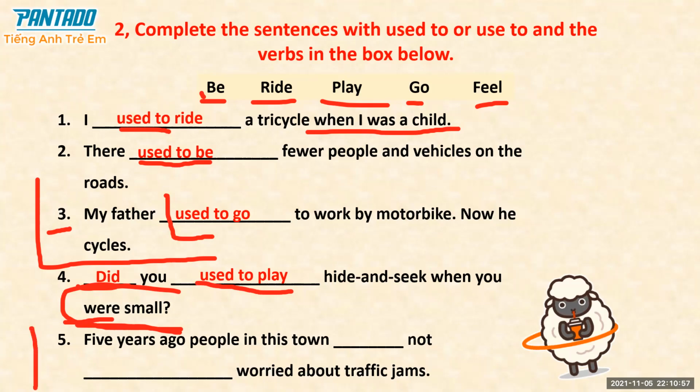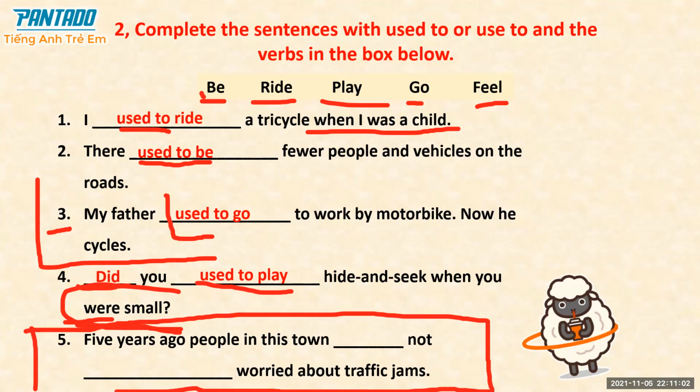How about the last sentence? Can you do number 5 here? What will be the best verb that suits in there? Not used to feel worry about traffic jams. How about the first one here? 5 years ago, people in this town, what will be the first blank?